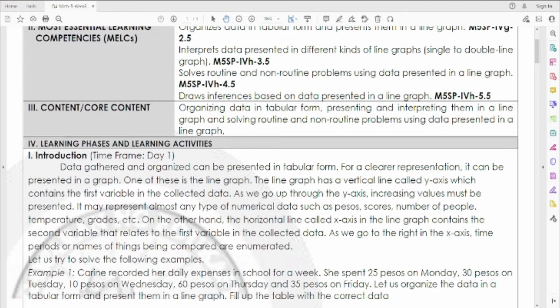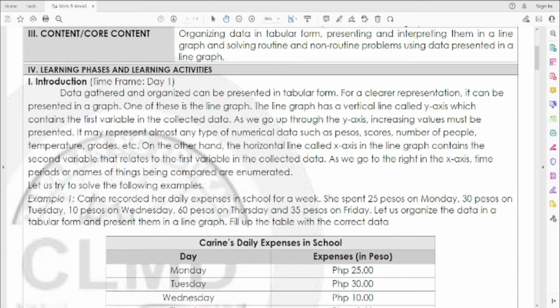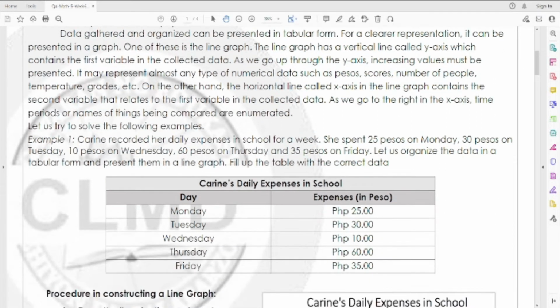On the other hand, the horizontal line called the x-axis in the line graph contains the second variable that relates to the first variable in the collected data. As we go to the right in the x-axis, time, period, or names of things being compared are enumerated. So, let us try to solve the problem examples.